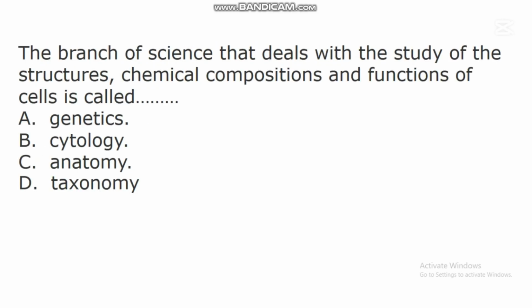The next question says, the branch of science that deals with the study of the structures, chemical compositions and functions of cells is called dash. A. Genetics. B. Cytology. C. Anatomy. D. Taxonomy. In this question, the correct answer is B.